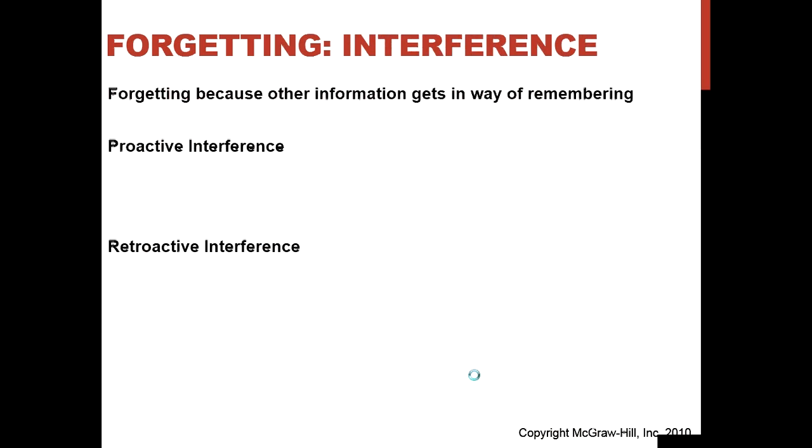Okay? Now, another reason why things don't always get retrieved and we forget some of the information is through what's called interference. And this is when we forget because other information gets in the way. Right? If you're trying to learn a whole bunch of things all at the same time, sometimes other information stops you from being able to remember the previous information or the information that's going to come later. Okay? There are two types of interference we can have.